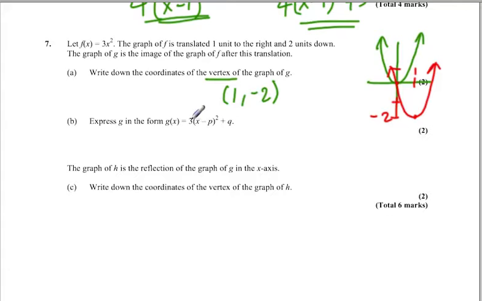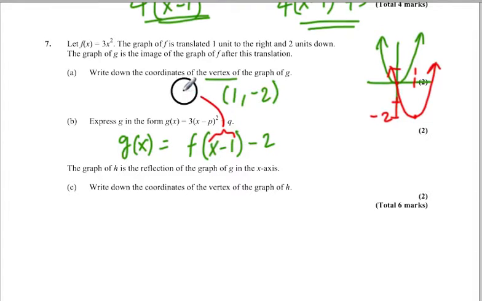Express G in the form of 3 times (x minus p) squared plus q. Well, we just sort of did it, right? Because if this is our original function, let's say g of x is simply, we're taking the original function f of x, and what are we doing? We're moving it 1 unit to the right. And 1 unit to the right is simply x minus 1, and then 2 down, -2. And remember, all we're doing when we have these functions is we take this argument right here, and you plug it right into the x over there.